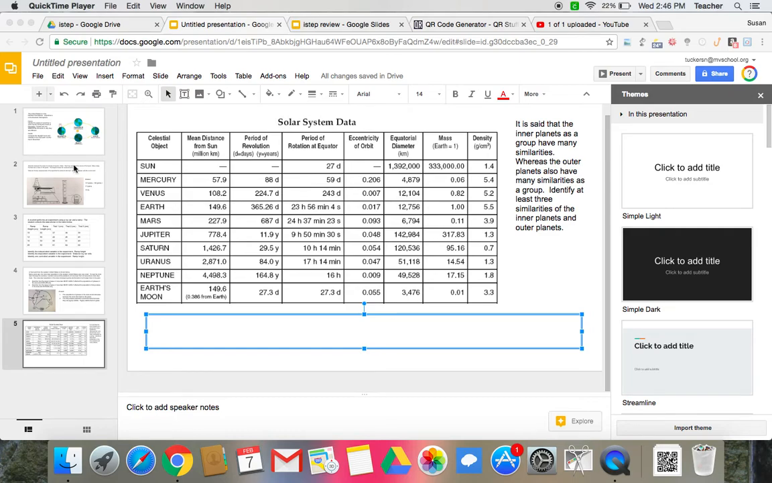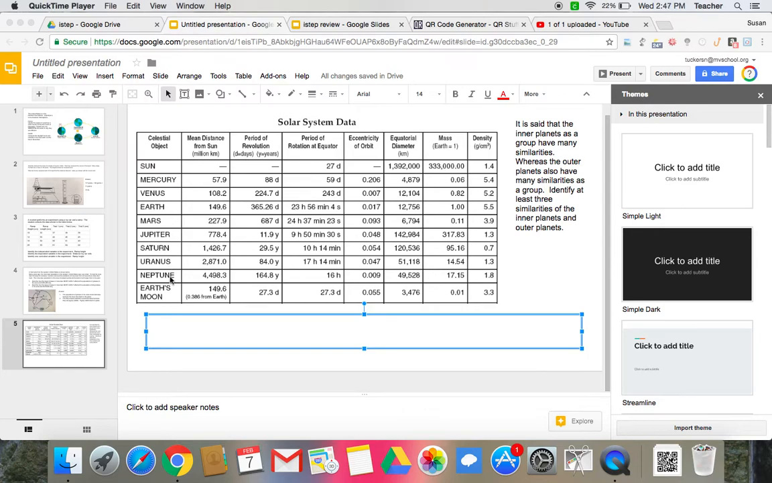Okay, first we need to know the difference between the inner planets and outer planets. Inner planets are the planets closest to the Sun, which is Mercury, Venus, Earth, and Mars. Those are our 4 inner planets. Jupiter, Saturn, Uranus, and Neptune are the 4 outer planets.